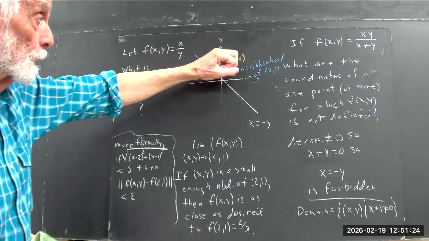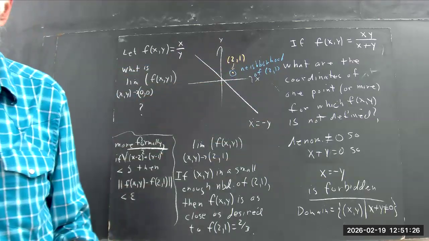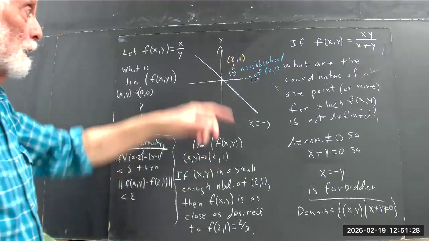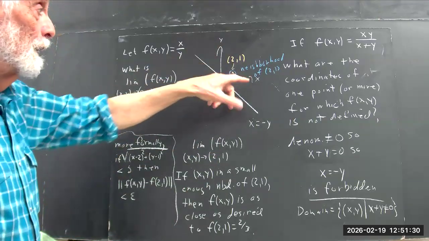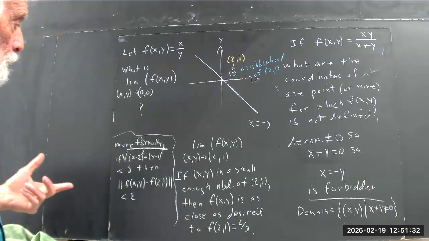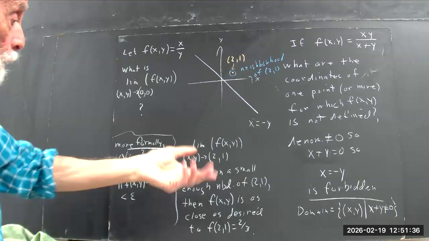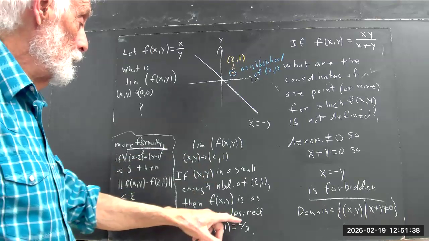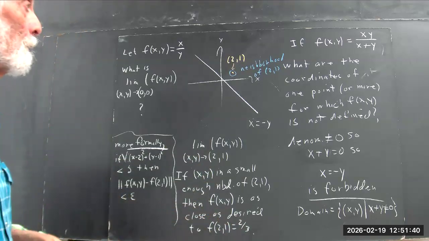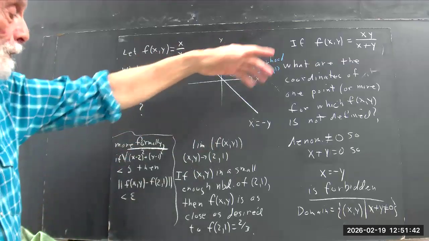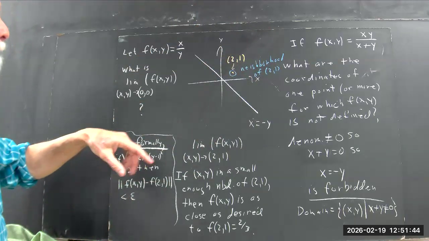If I shrink this neighborhood around 2, 1 enough, I can make f of x, y as close as I want to 2/3. And where do I get 2/3? Well, f of 2, 1 equals 2/3. And that's obvious. Everybody got that.